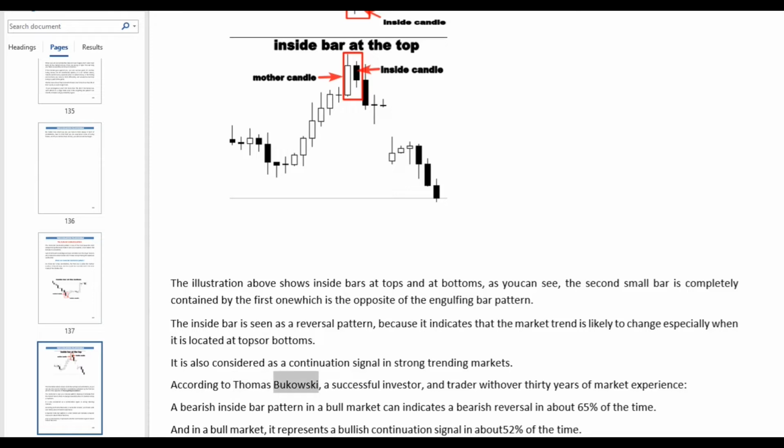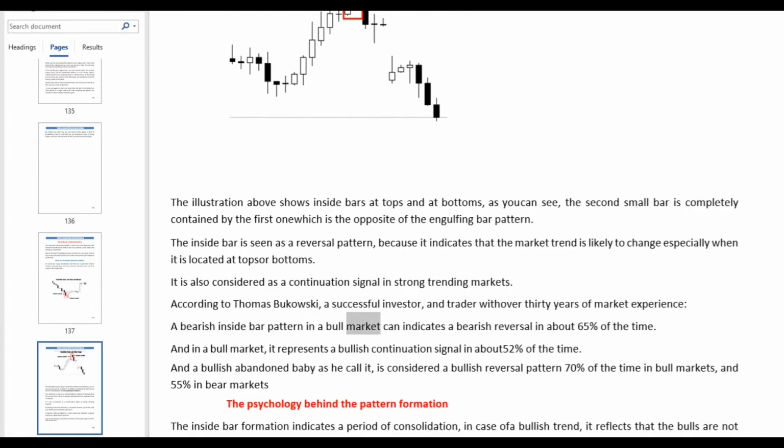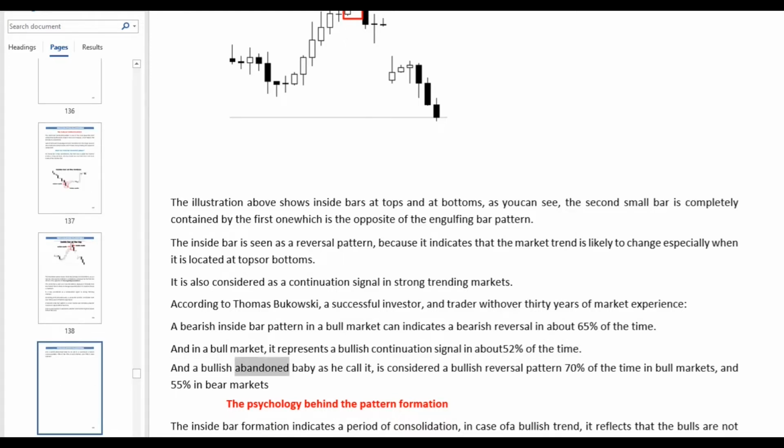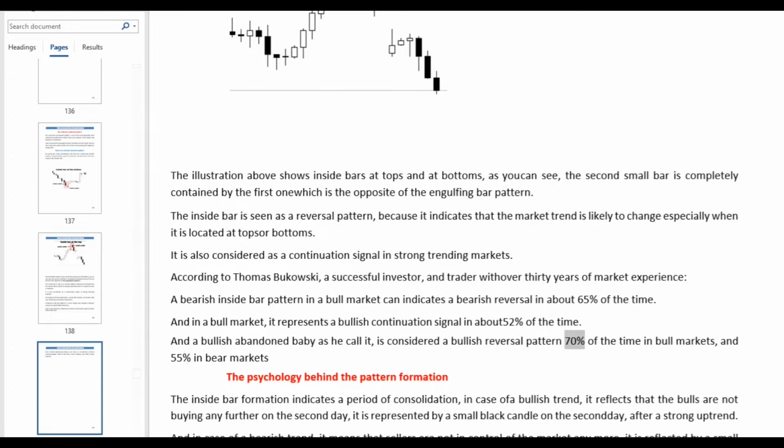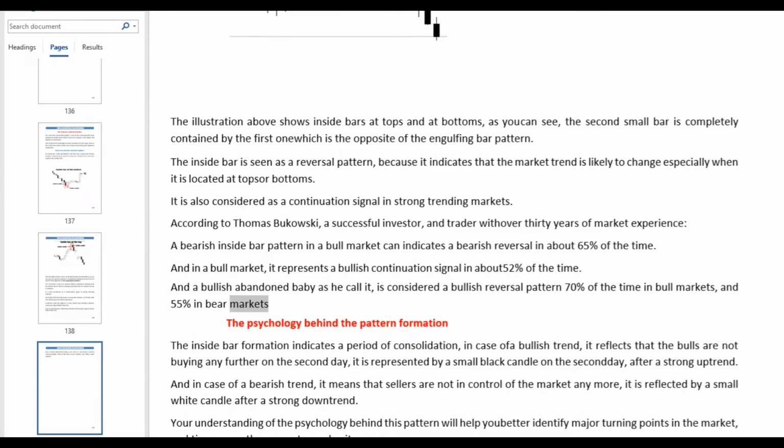According to Thomas Bukowski, a successful investor and trader with over 30 years of market experience, a bearish inside bar pattern in a bull market can indicate a bearish reversal about 65% of the time. And in a bull market, it represents a bullish continuation signal about 52% of the time. And a bullish abandoned baby, as he called it, is considered a bullish reversal pattern 70% of the time in bull markets, and 55% in bear markets.